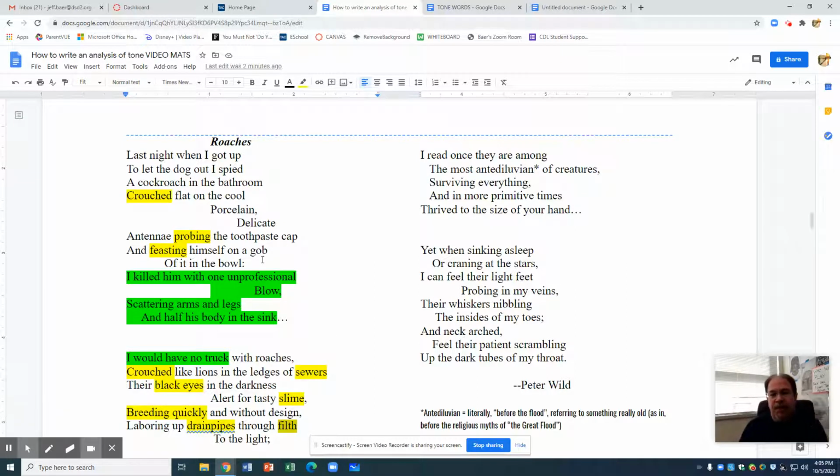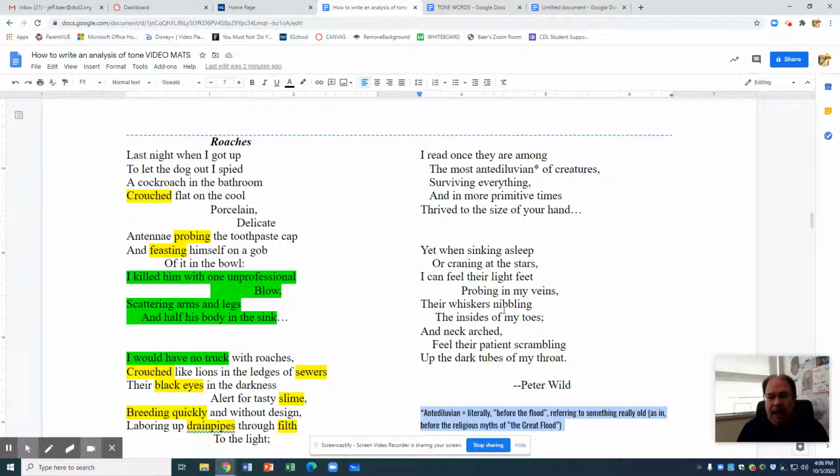So the third stanza doesn't really have much. Actually, the tone changes here. If I was going to be writing a really advanced piece of analysis, I would say that this third stanza actually shows a certain amount of respect, historically speaking, for this creature. The word antediluvian, you can see down at the bottom there, refers to before the flood. So the Great Flood, a lot of religions have the Great Flood myth, and the story about this flood that wipes out all the creatures on Earth.